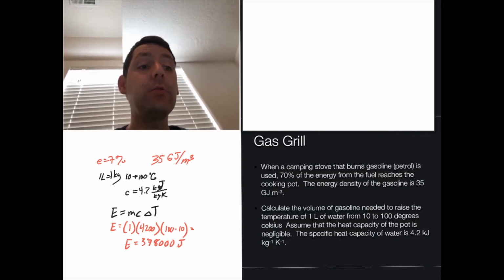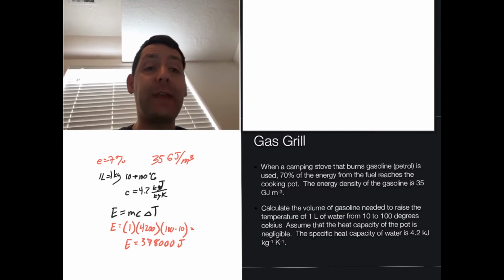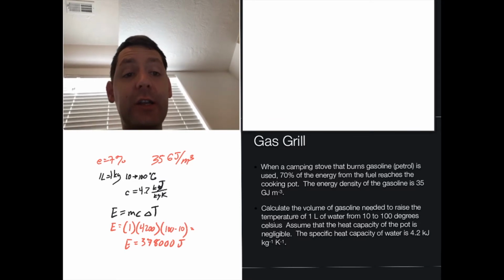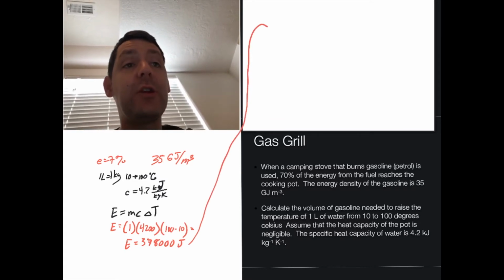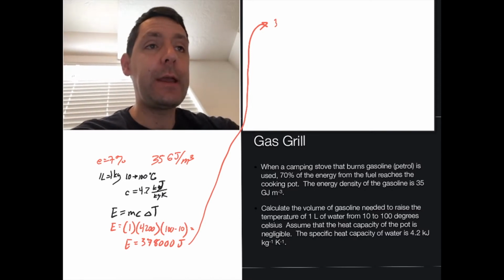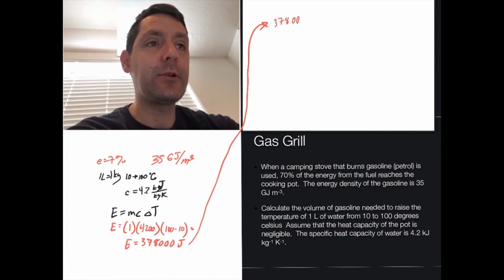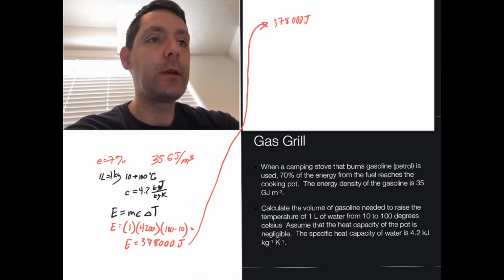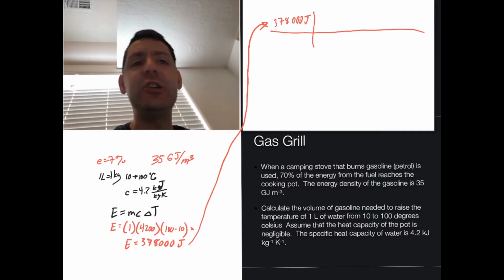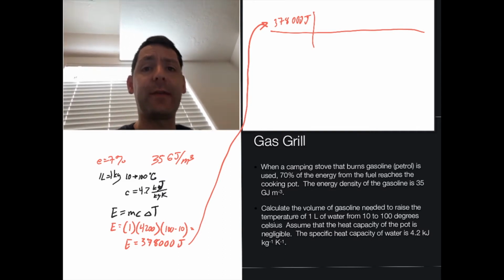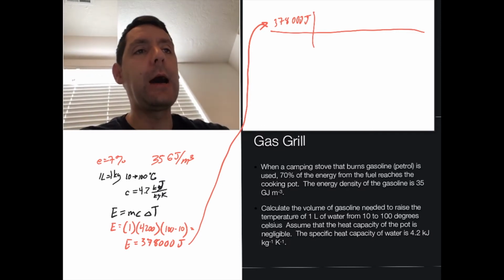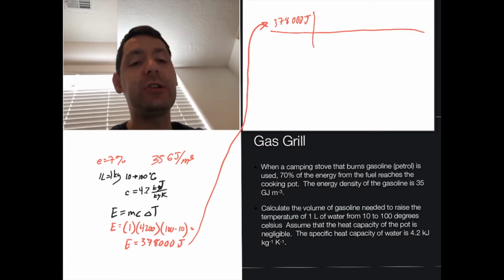Now the question is, what is the volume of gasoline needed? Well, this is going to turn into a unit conversion. So I'm going to move it up here. I'm starting with 378,000 joules. Most of the time, if it involves an energy density or specific density or something like that, we are going to be using some type of conversion.